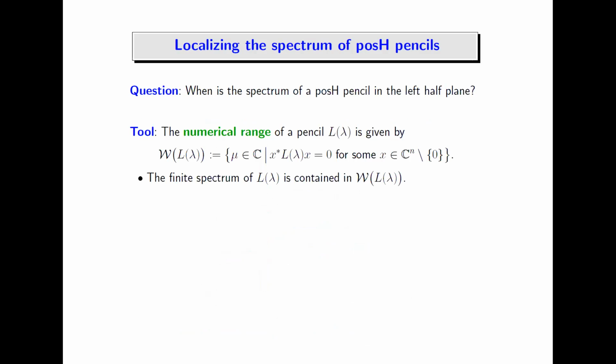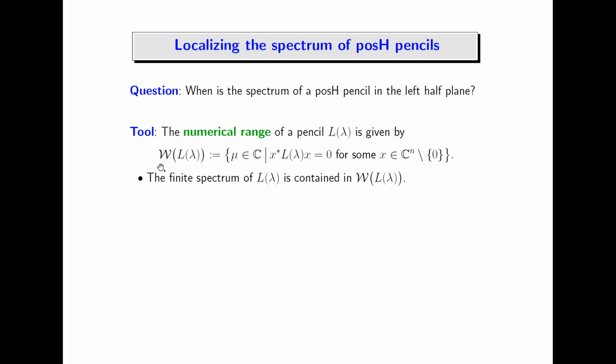And thus the question arises, when actually can we guarantee that all the eigenvalues are in the left half plane? And for this, as a tool, we use the numerical range. We heard about that in the previous two Ocelot talks. So the numerical range of a pencil is defined as the set of all complex numbers mu, I see this should be a mu here, such that x star L of mu times x is 0 for some non-zero vector x. And then clearly this contains the spectrum.